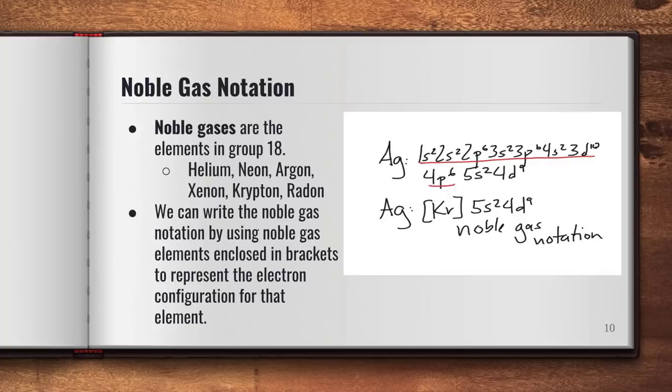We can write the noble gas notation. So this is kind of like a little bit of a shortcut, by using the noble gas elements enclosed in brackets to represent the electron configuration for that element.